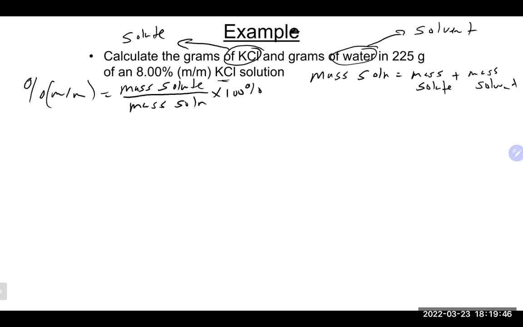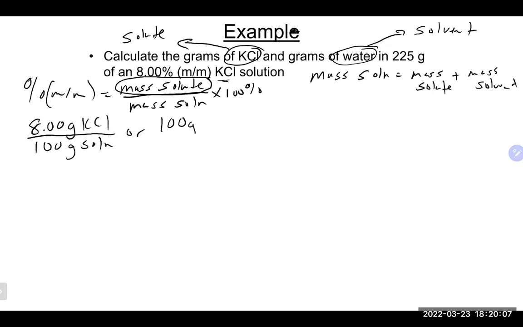We can approach it like what we did before. We could just find the mass of the solute right off the bat. Again, I'm going to do it more the dimensional analysis way. What we have here is 8% by mass KCl. What that means is we have 8 grams of KCl in 100 grams of solution. Or again, we could use it the other way if we need to: 100 grams of the solution would contain 8 grams of KCl.